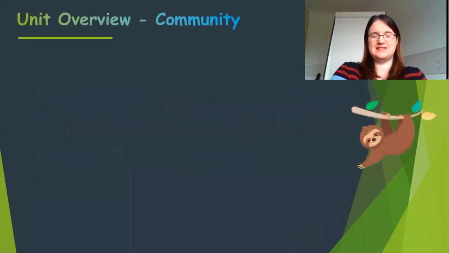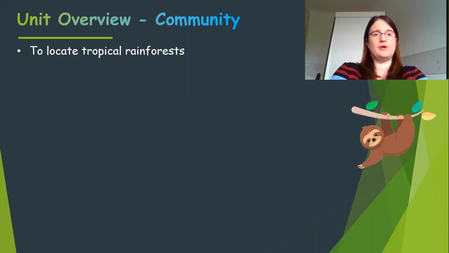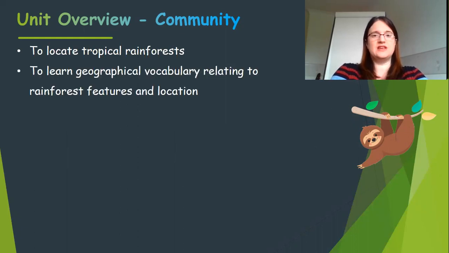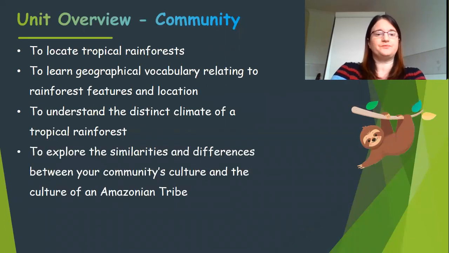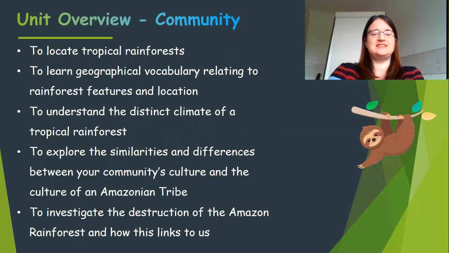But before we understand what today's lesson is about, I think we need to know what the whole unit is about. So we're thinking about community still, and we're thinking about the community in the rainforest like we are doing in English. And to start off with, we're going to be thinking about where the tropical rainforests are. Then we're going to be using lots of different geography words, talking about the features and location. We are going to be thinking about the climate in the rainforest and how climate is different to weather. We are going to be exploring the similarities and differences between the people that live in the rainforest and the people where we live. And then we're going to be thinking about the threats to the rainforest.